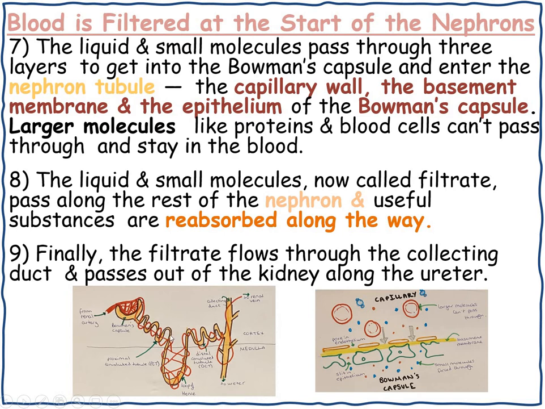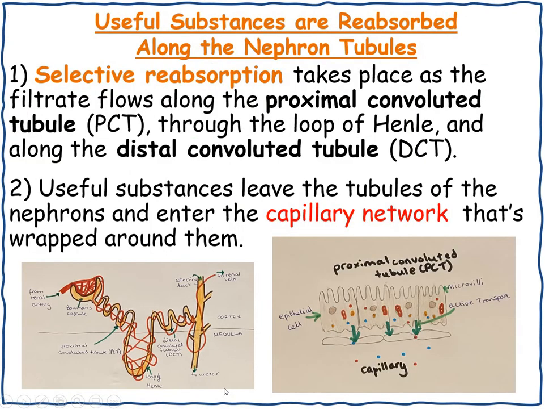All this orange bit here is part of the kidney tubule, and it contains the filtrate. Finally, the filtrate flows through the collecting duct and passes out of the kidney along the ureter. Useful substances are reabsorbed as it moves along the nephron tubules, and this is known as selective reabsorption. This takes place as the filtrate flows through the proximal convoluted tubule, the loop of Henle and the distal convoluted tubule. Useful substances leave the tubules of the nephrons and enter the capillary network that is wrapped around them.